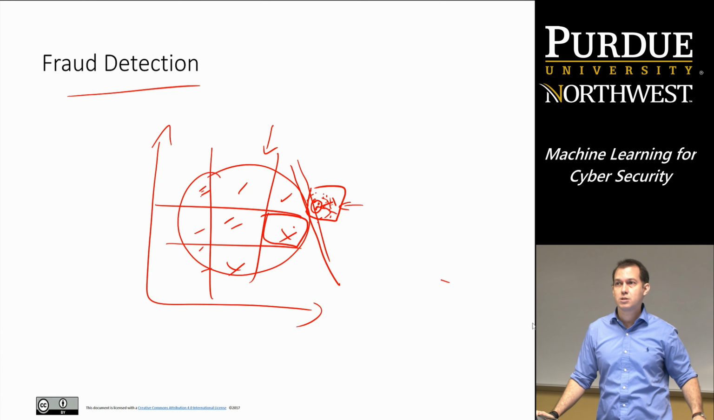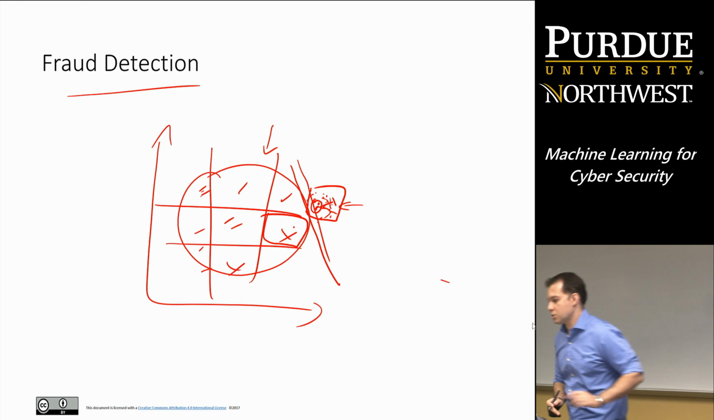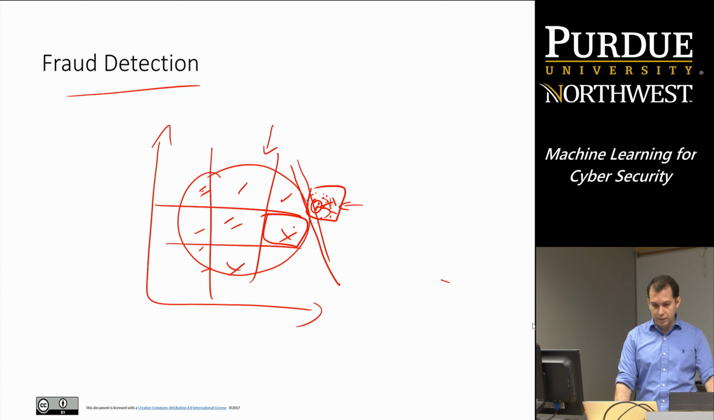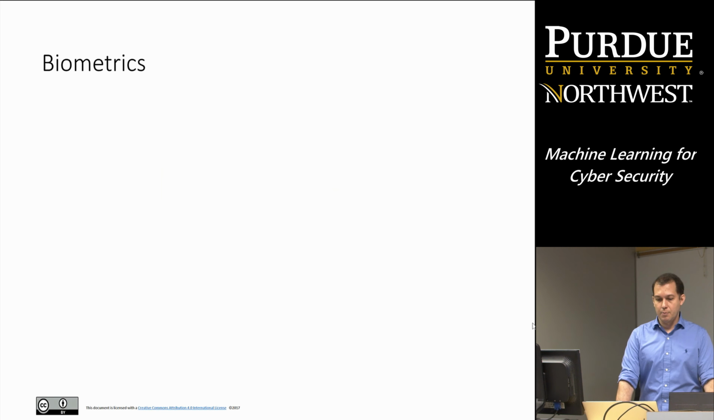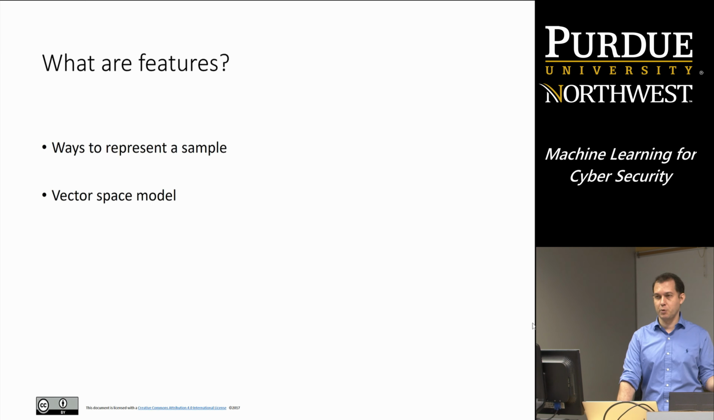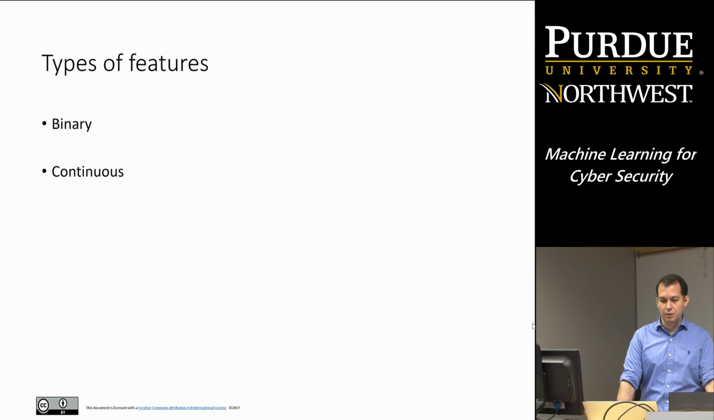Any other questions? All right, so let me just look over these slides. So that one, I wanted to mention that biometrics, this is like image processing. What are features? We already talked about that. Ways to represent a sample, the vector space model.